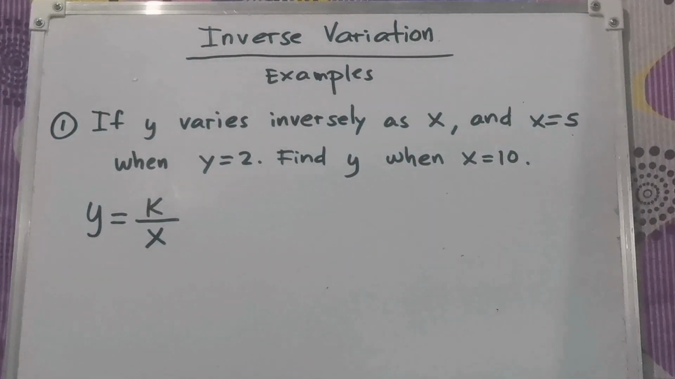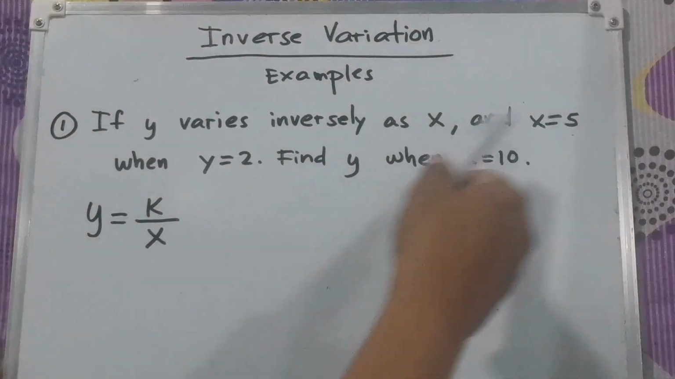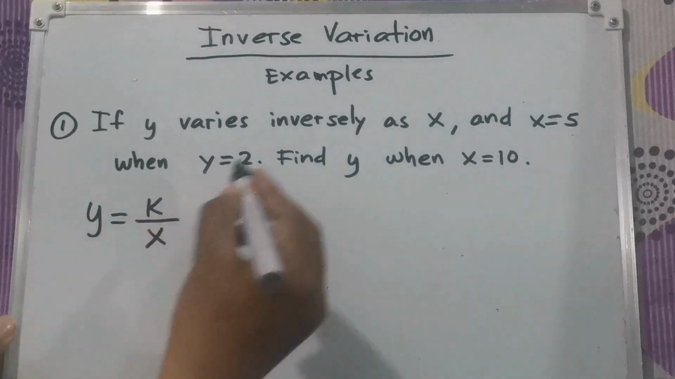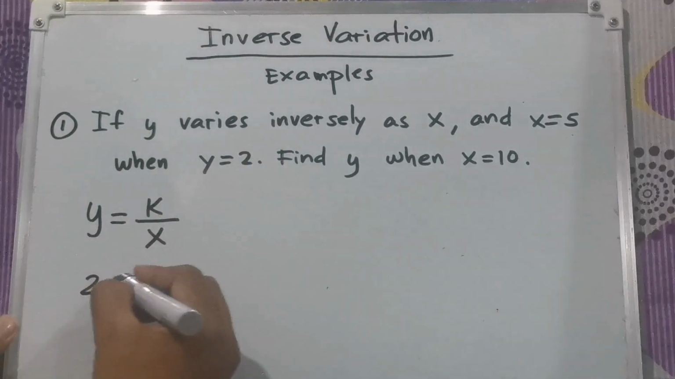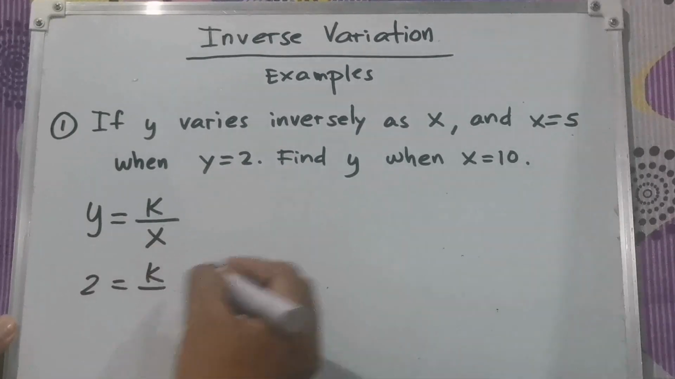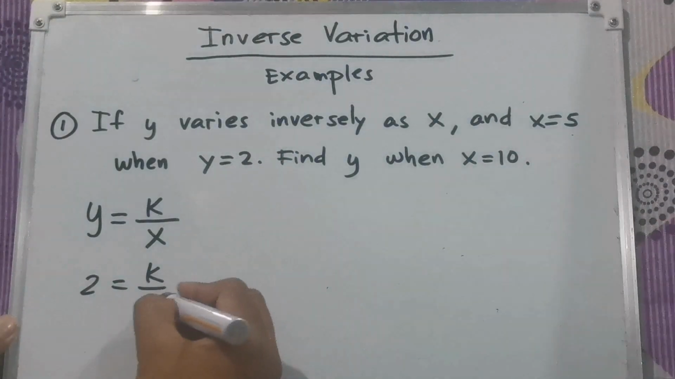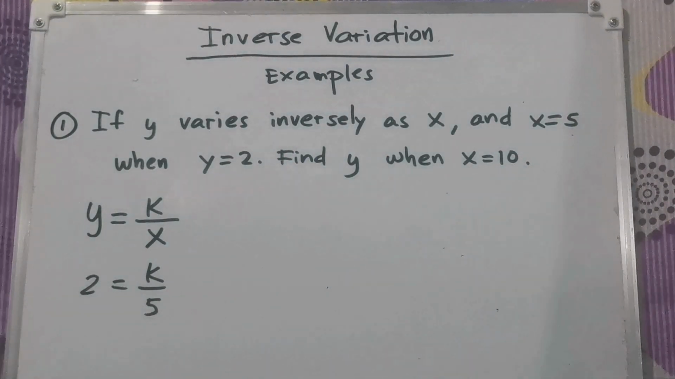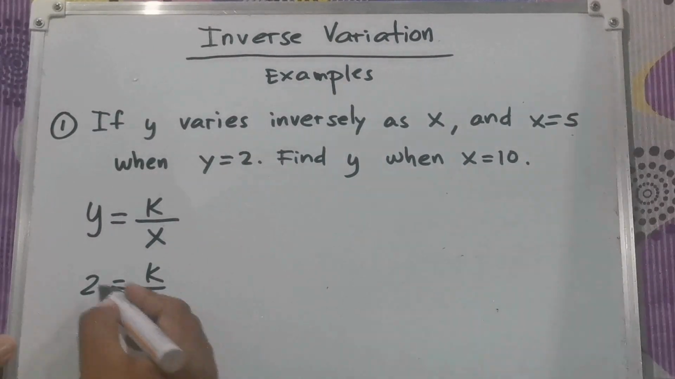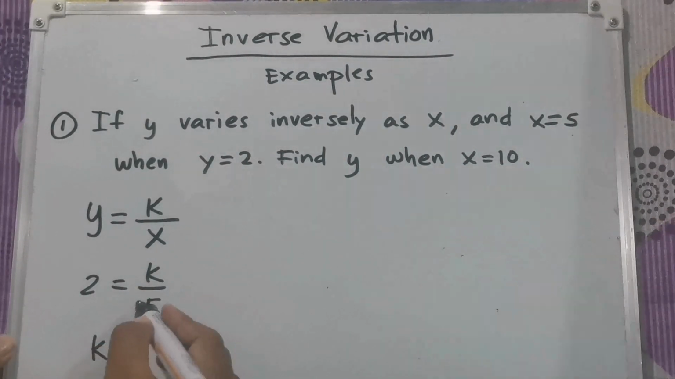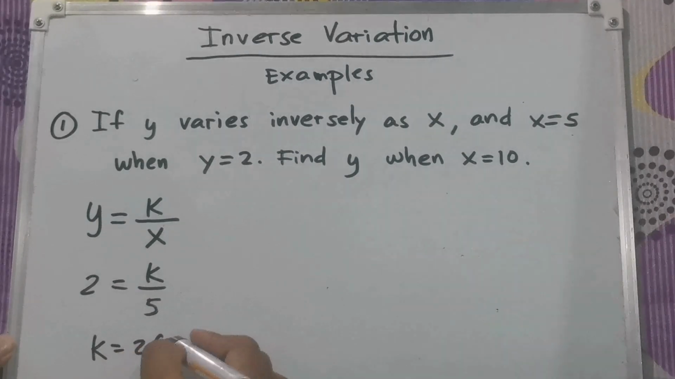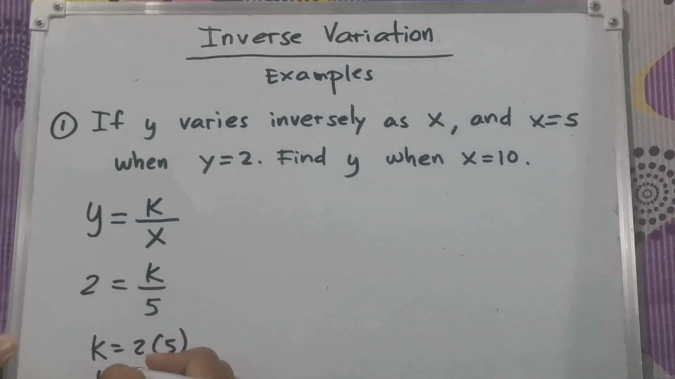Then we will solve for the constant of proportionality by replacing the values of x and y. Y here equals 2, k over x, where x equals 5. So our constant of proportionality k is equal to 2 times 5. K here is equal to 10.